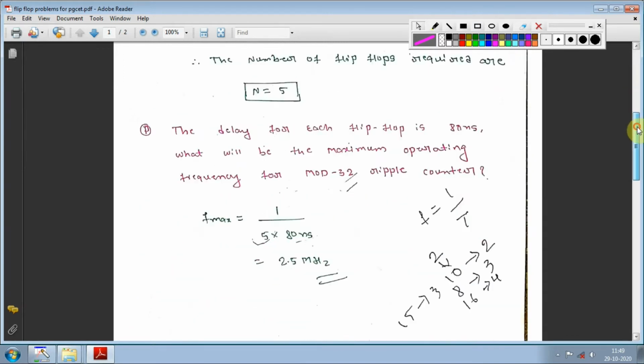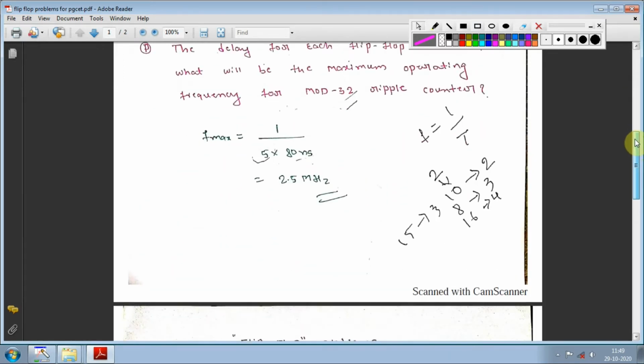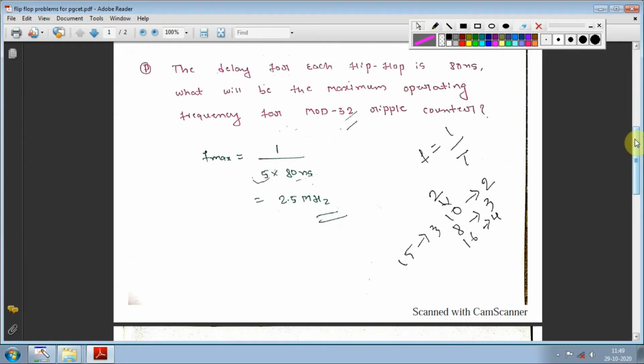All right, we'll move to the second problem. The delay of each flip-flop is 80 nanoseconds. Okay, the delay of each flip-flop is given. What will be the maximum operating frequency for a mod 32 ripple counter?